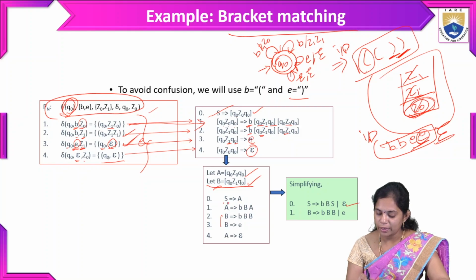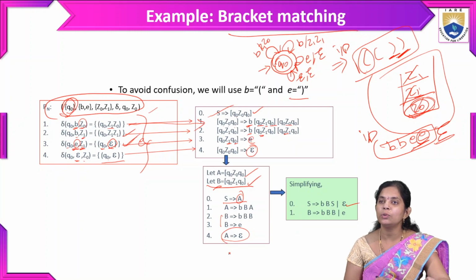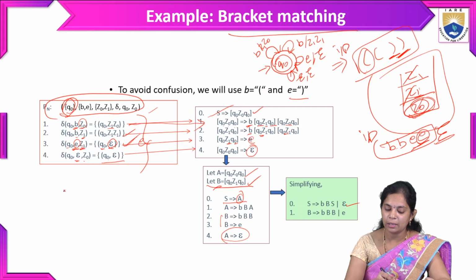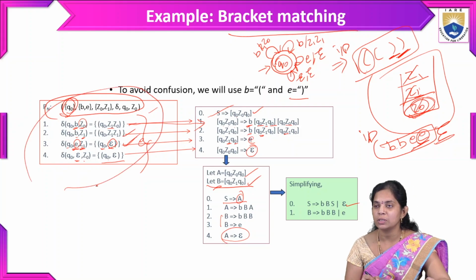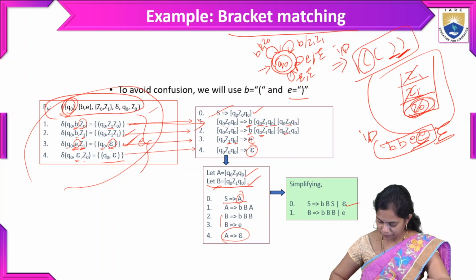And also we have S tends to A, and here we need to remove this unit production. We'll just replace the A value into the S. And A is also having the epsilon symbol. So that's why we need to simplify the grammar. And finally, while observing the transition functions, we are going to convert it into a production. So this is how we are going to construct the context free grammar from the pushdown automata.